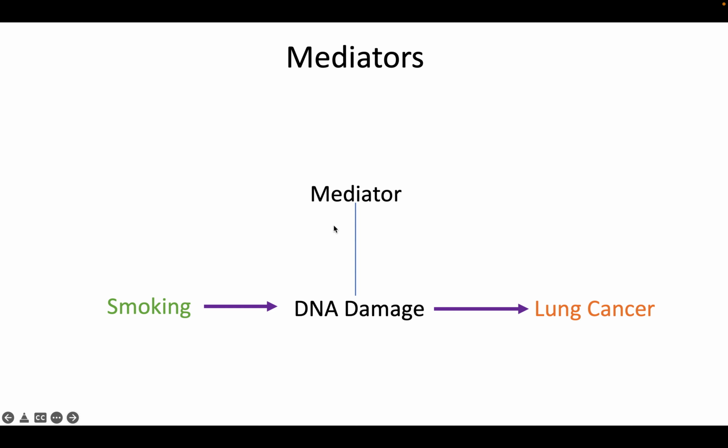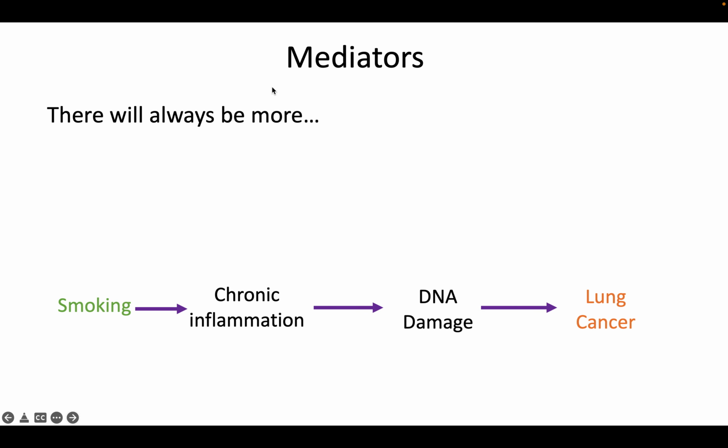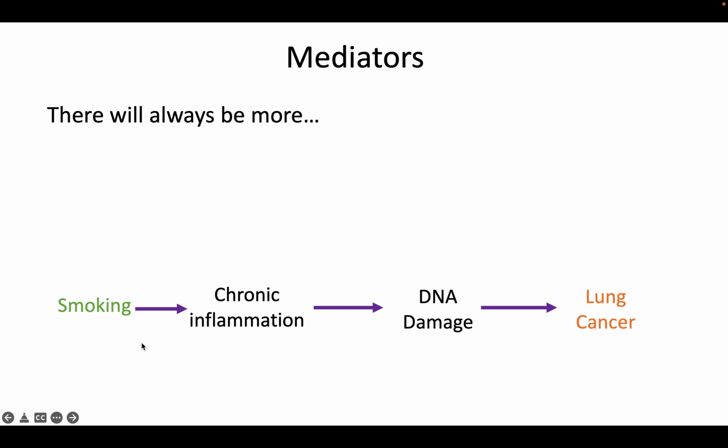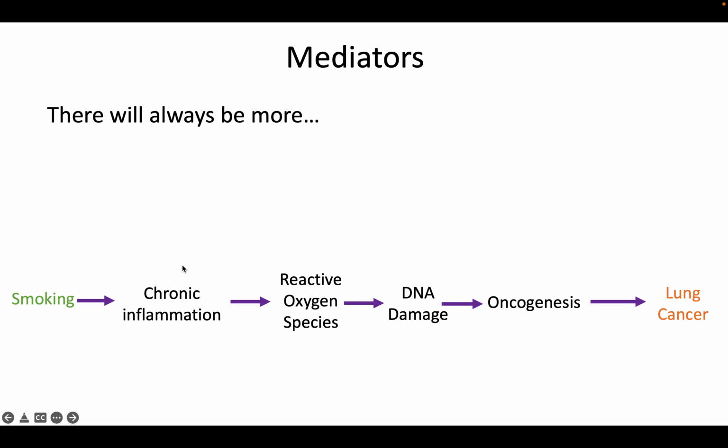Another thing to mention is that mediators are sometimes called intervening variables or intermediates. One thing to note about mediators is there's always more, basically. Before I had smoking to DNA damage to lung cancer, you could break it down further into smoking causing chronic inflammation, which leads to DNA damage, and even further into chronic inflammation causing reactive oxygen species, and DNA damage leading to oncogenesis. So you can always break it down into even more mediators. It's more a matter of finding which ones are easily measured and informative.